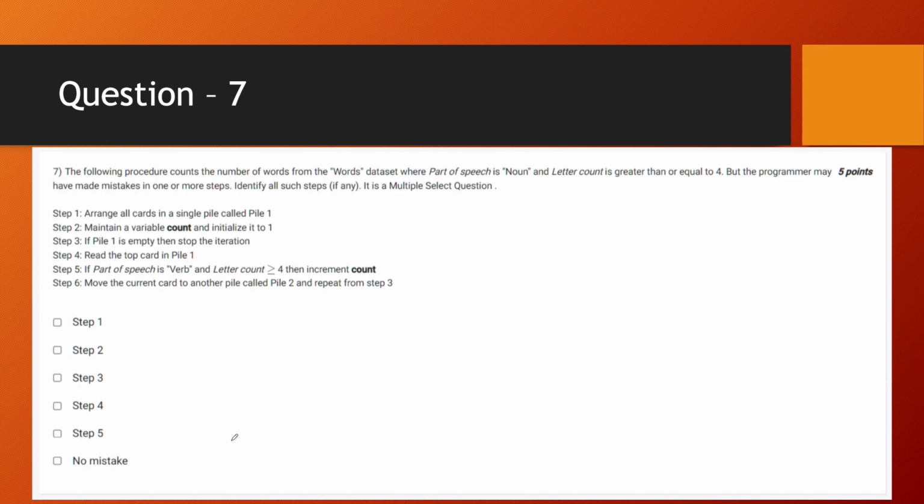Now moving to question number 7, it states that the following procedure counts the number of words from the words dataset where part of speech is noun. So let's keep this underlined. Noun is the part of speech, and letter count is greater than or equal to 4. But the programmer may have made mistakes in one or more steps. Identify all such steps, if any. And this is a multiple select question, so please keep this in mind, because you may have one or more errors in this code.